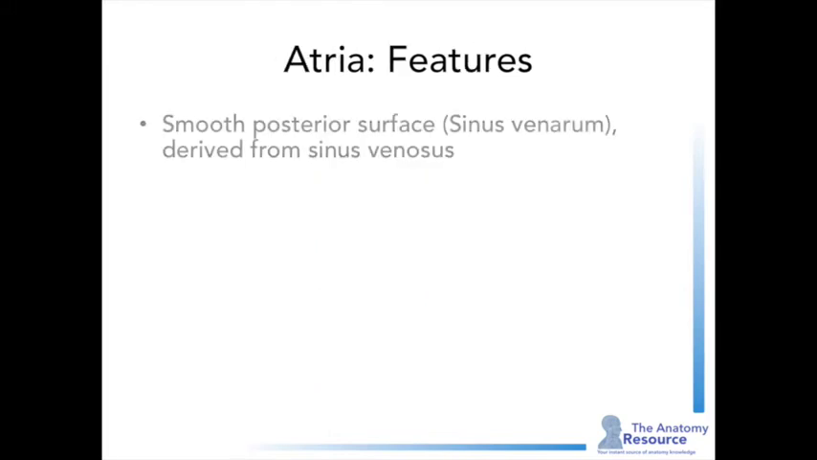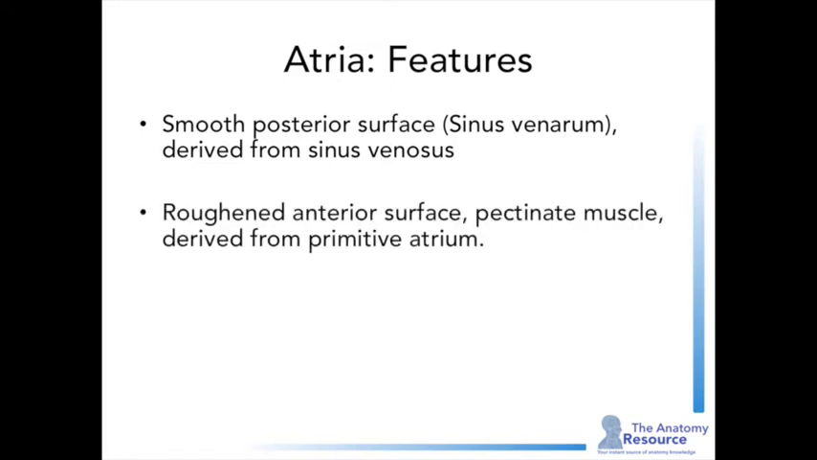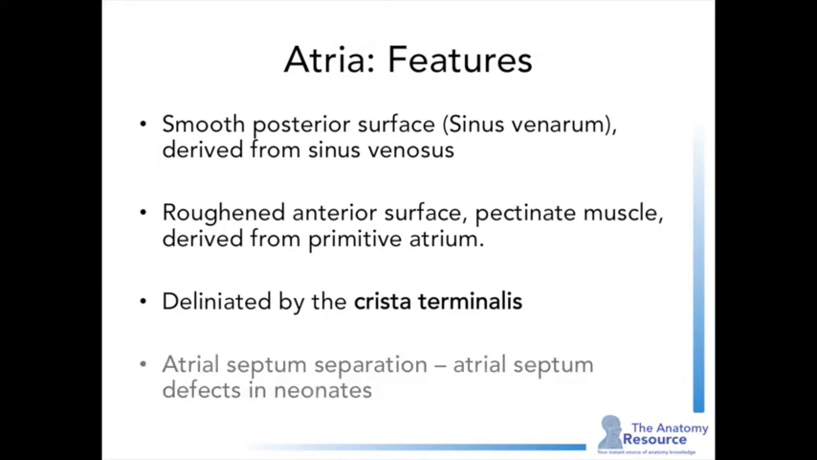The atria essentially have a smooth posterior surface, which is derived from that sinus venosus. Its posh name is the sinus venarum. We then have a roughened anterior surface that's made of what we call pectinate muscle, which is derived from the primitive atrium. These two in the right atrium are delineated by a structure known as the crista terminalis. This is in the right atrium. And then we have an atrial septum that essentially splits off the two atria.